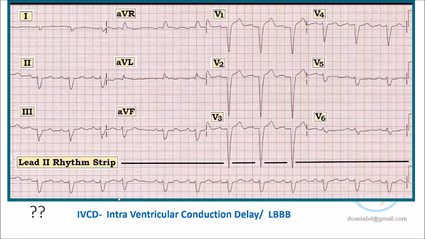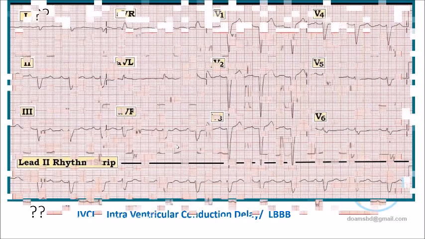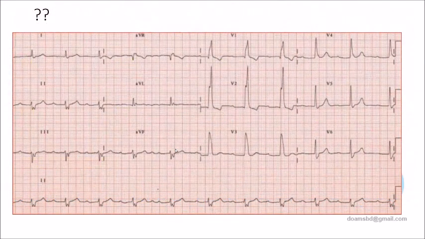Is there any fractionation in the wide QRS? No. Fractionation means notching. No notching. If there is no notching, it is IVCD. Look here. There is a W pattern in lead 2. So see above the others, V2, V5, V6, lead 1.